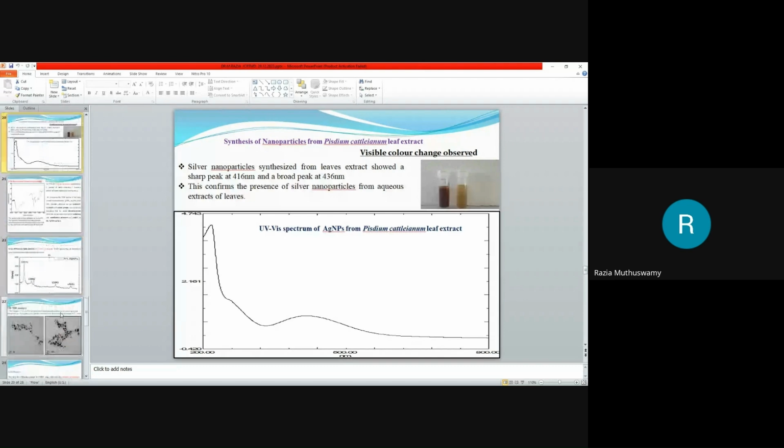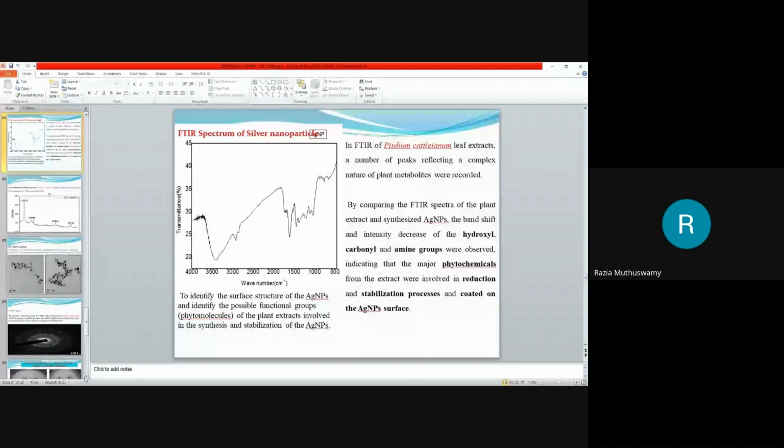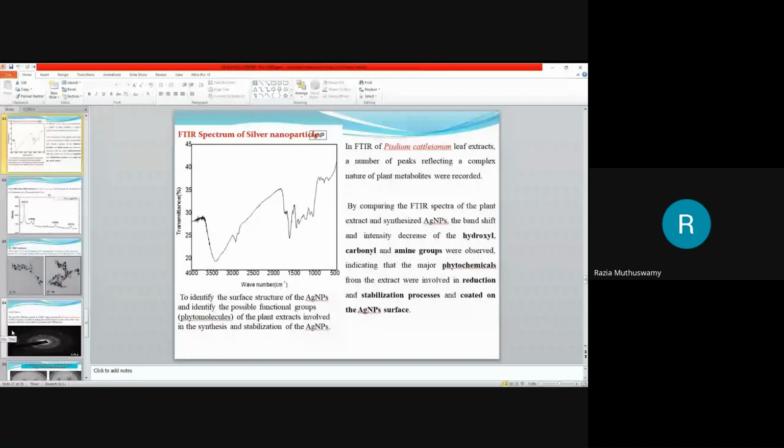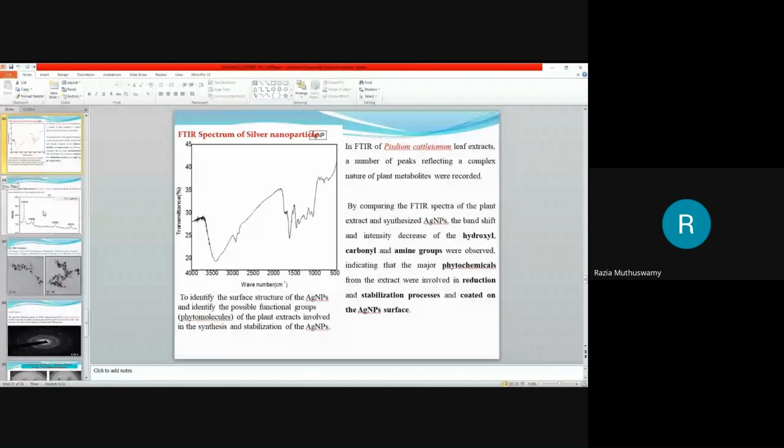The next one is the FTIR spectrum of silver nanoparticles. In order to identify the surface structure of silver nanoparticles and the possible functional groups of the plant extract involved in the synthesis and stabilization of silver nanoparticles, the FTIR spectra of the plant extract and the synthesized silver nanoparticles were compared. The band shift and intensity decrease of hydroxyl, carbonyl, and amine groups were observed. It indicates that the major phytochemicals from the extract are involved in the reduction and stabilization process and coated on the silver nanoparticle surfaces. The next one is the XRD pattern.